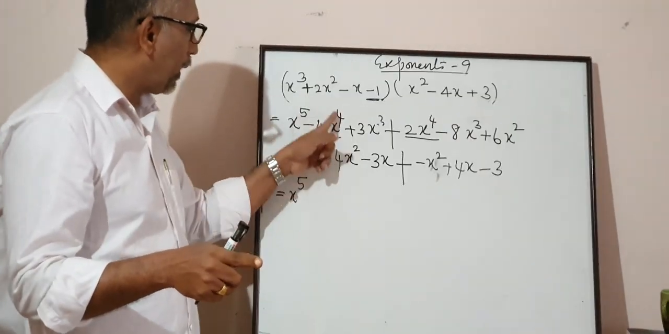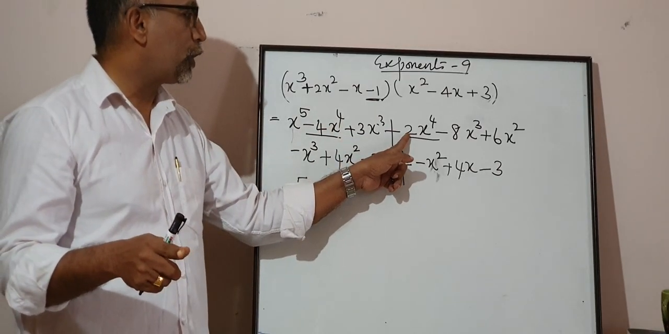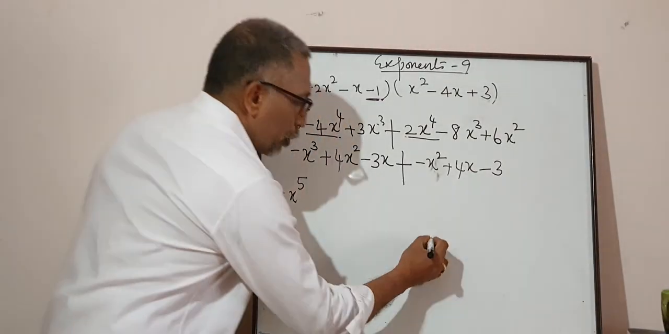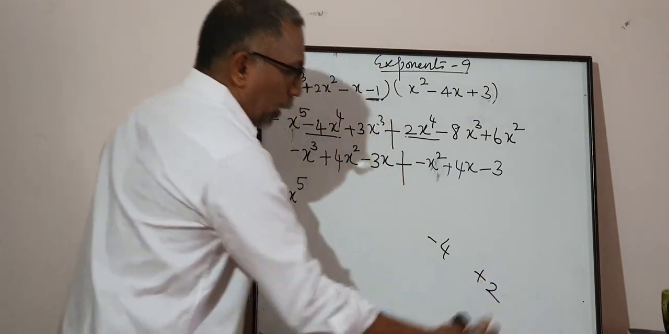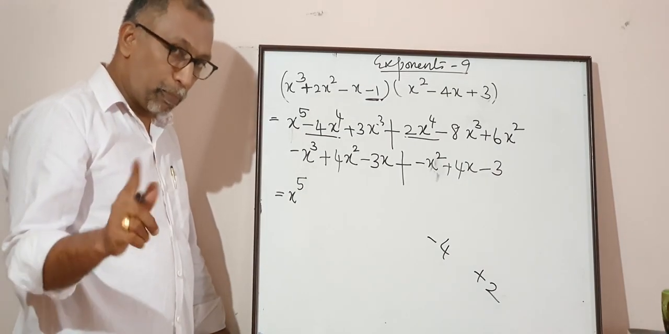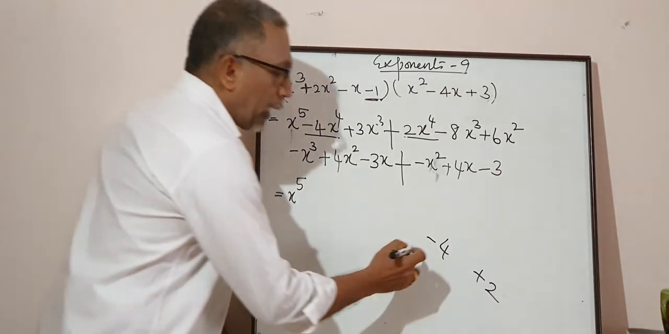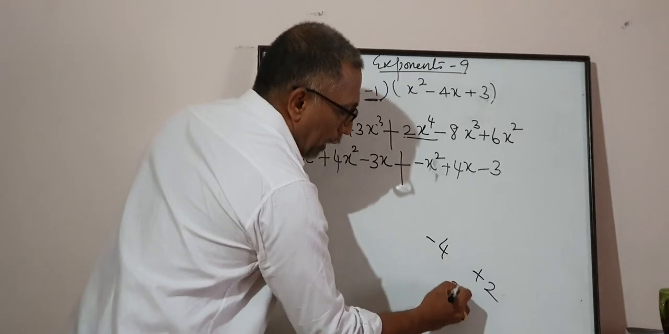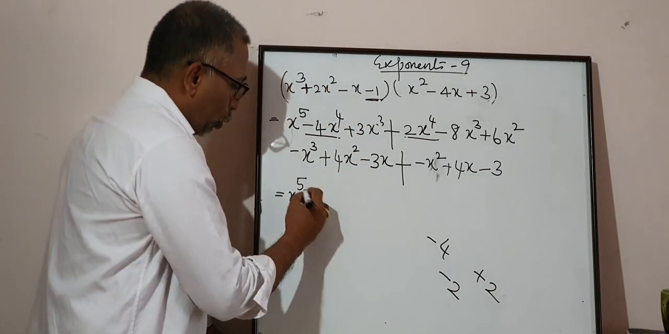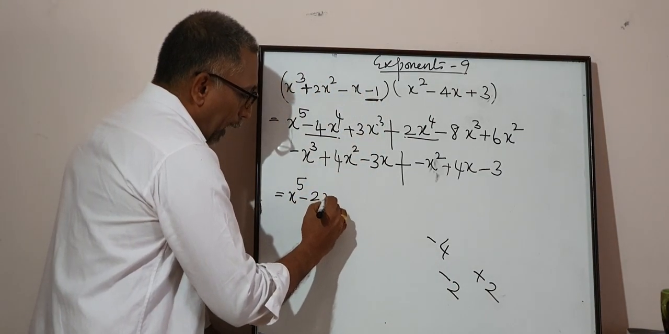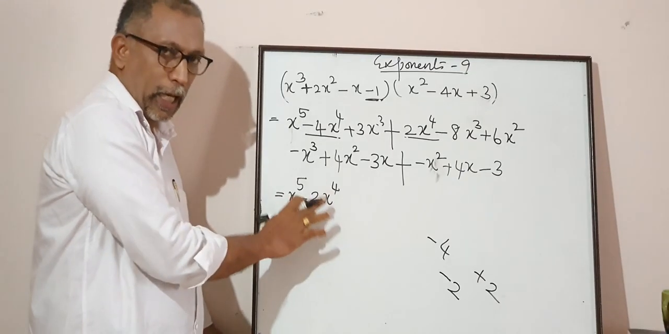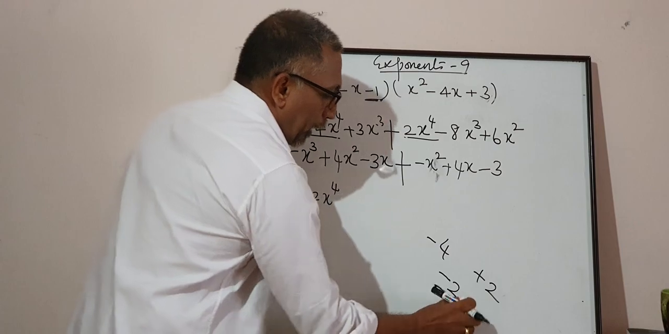So what is the number behind that? Negative 4 and positive 2. Different signs. Different signs means what? Subtraction. And put the bigger number's sign. So subtract, you will get 2. 4 minus 2 is 2. The bigger number's sign is negative, so it is negative 2 x raised to 4. Mind it, it is x raised to 4 only. The same variable should be written there. So that is finished.